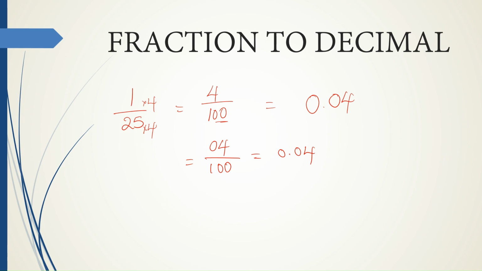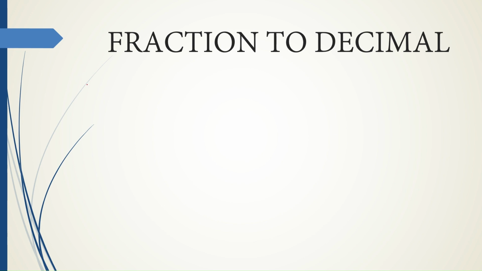Consider another example, 17 upon 50. The denominator should be 10, 100 or 1000. 50 can be converted into 100 by multiplying it by 2. So both numerator and denominator we have to multiply by 2. 17 into 2 is 34, and 50 into 2 is 100. Now in the numerator we have two digits, and in the denominator two zeros. So after the dot we can directly write those values like this: 0.34.